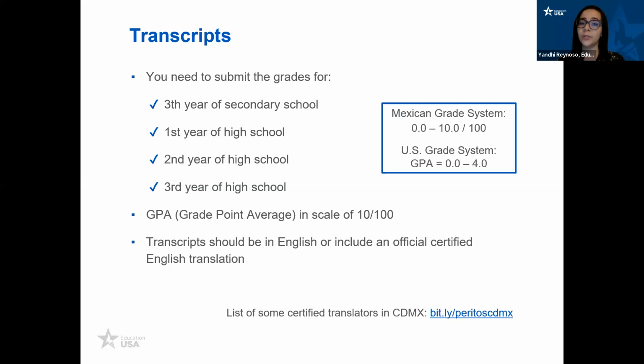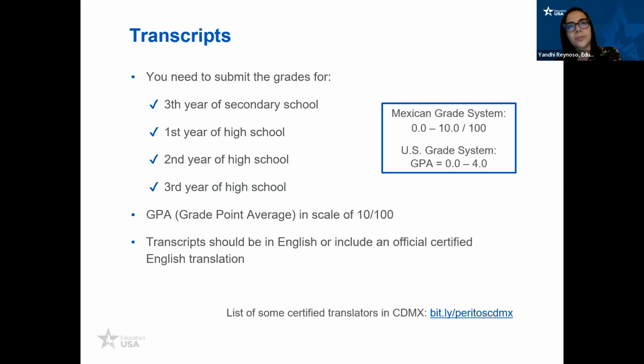These grades, these transcripts, they need to be translated into English. They need to be in English. If your institution already gives you the transcripts in English, then that's okay. You just submit those. If your institution here in Mexico gives you those in Spanish, then you need to contact a certified translator to do that for you. The list that you see at the bottom of the screen, the link in blue, is a list of certified translators here in Mexico City that can help you with those services.